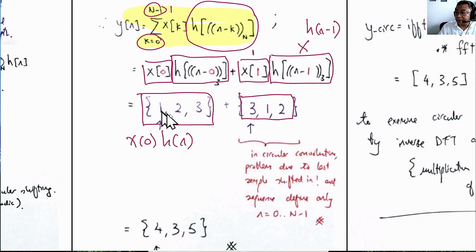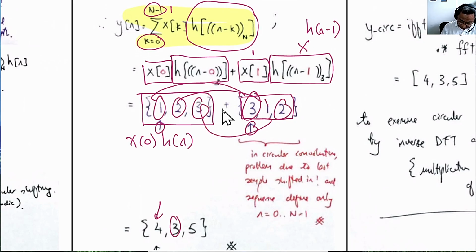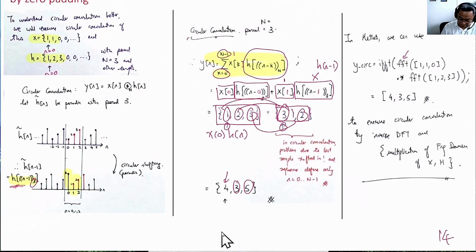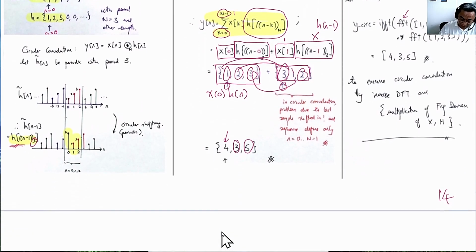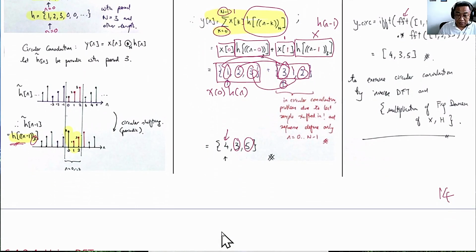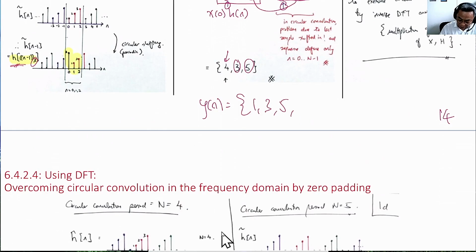So now we are going to sum. 1 plus 3 is equal to 4 because they are aligned here. 2 plus 1 is equal to 3. 3 plus 2 equals 5. So this is our output. And this, of course, is not the same as what we have predicted in the linear convolution case. In the linear convolution, y[n] is equal to 1, 3, 5, 3, 0, 0, 0, and so on. So it got these 2 values right. The first value is wrong.